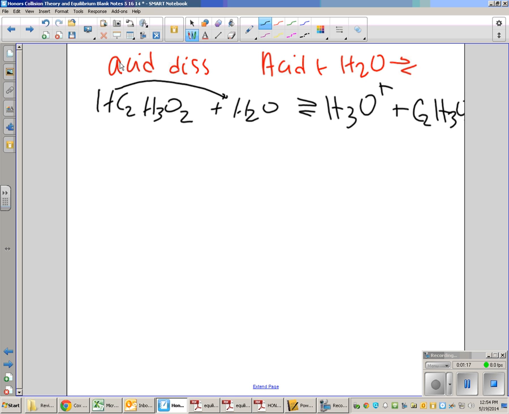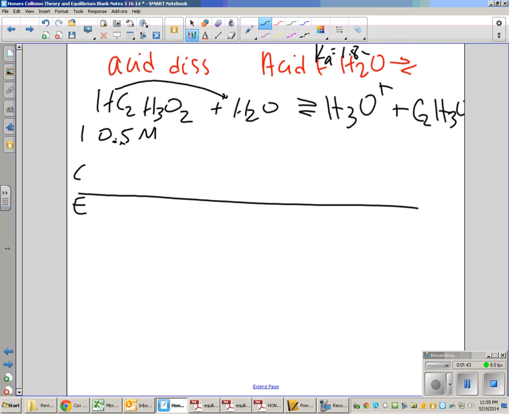Okay. So what was our beginning concentration of acetic acid? 0.5. And so you have to create an ice box. I means what? Initial, C, change, E, equilibrium. So the initial concentration was 0.5 molar of acetic acid. What's the Ka value for acetic acid? 1.8 times 10 to the negative fifth.